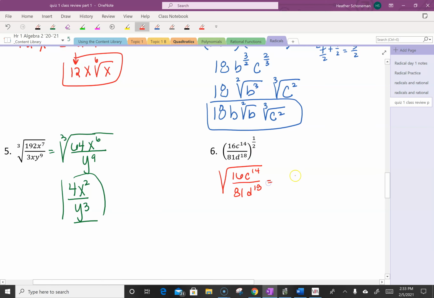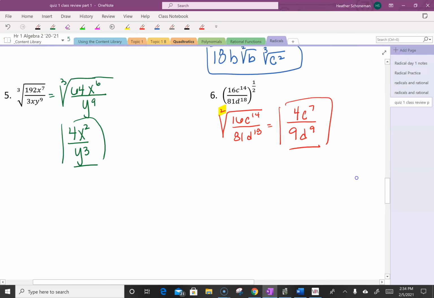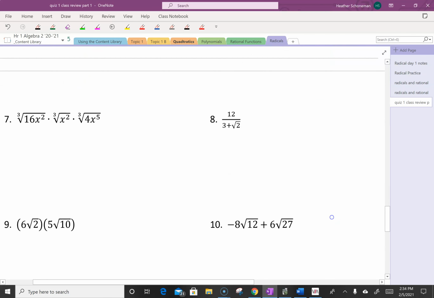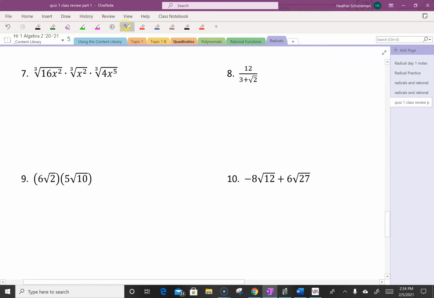Okay, now let's think about this. The square root of 16 is 4. Now with the square root, remember, there's an invisible 2 there, so I'm taking groups of 2. So with the c's, there are 7 groups of 2. The square root of 81 is 9, and with the d's, there are 9 groups of 2. And we're done.